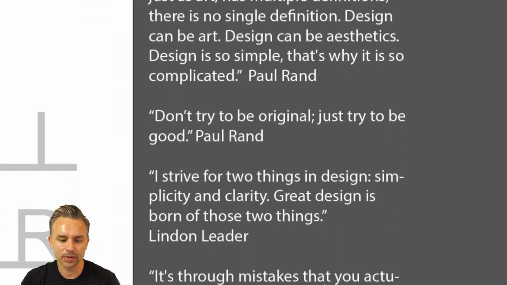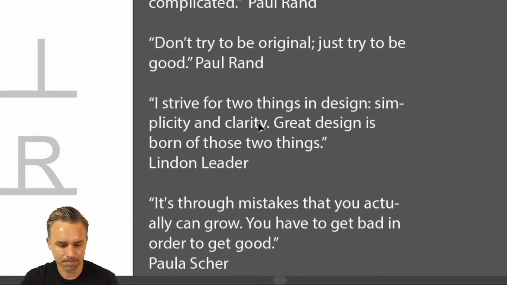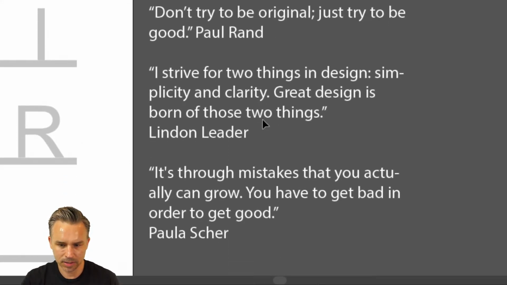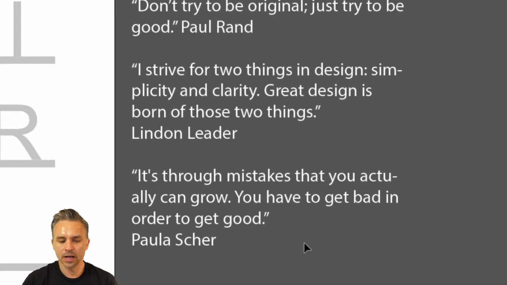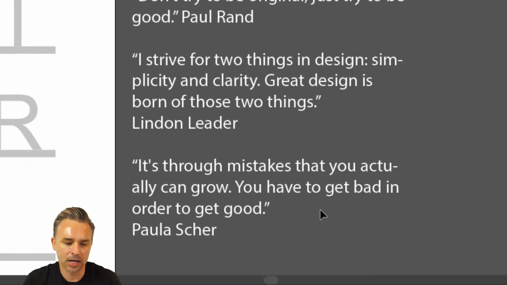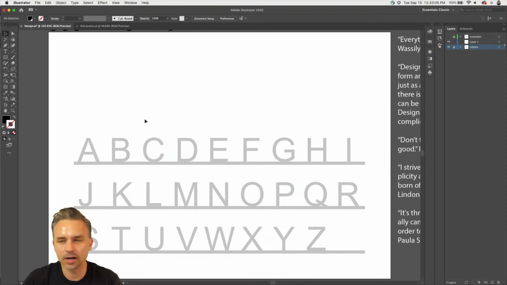And also right down here, I'm going to scroll down to this last one. Yeah, here we go. Paula Scher says it's through mistakes that you actually grow. You have to get bad in order to get good. So let's make things ugly. Why not? They might get bad before they get good. So let's start with that ugly dot and let's create a logo.